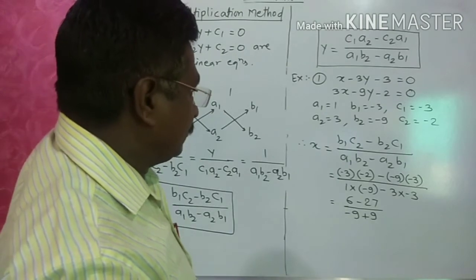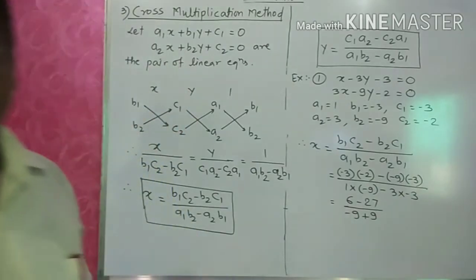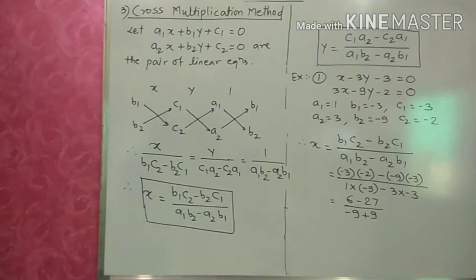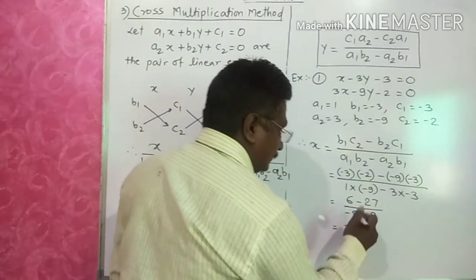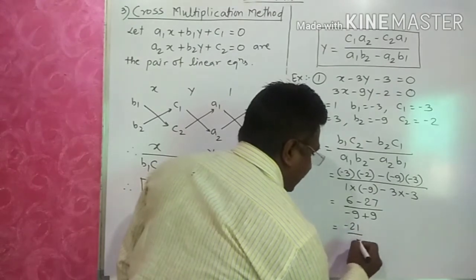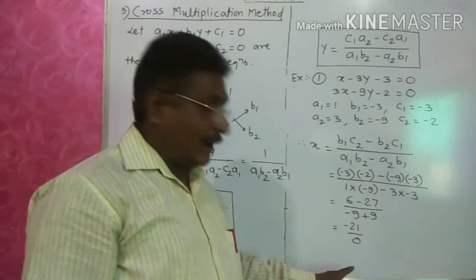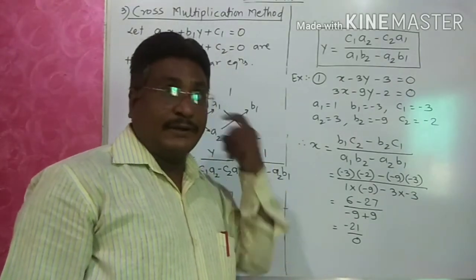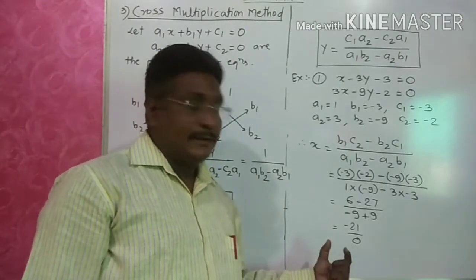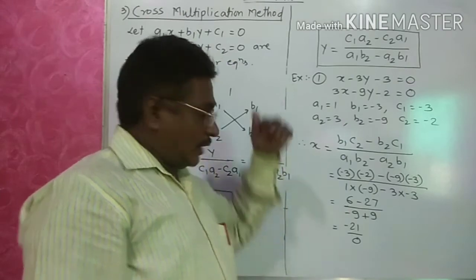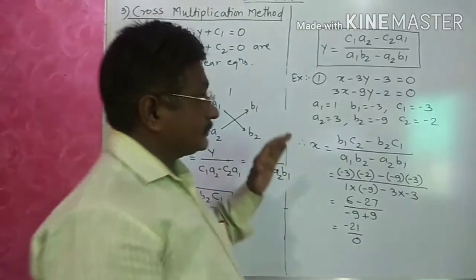Check it once again. Did we write it correctly? So what will we get? Minus 21 by 0. It is meaningless. Why did we get a meaningless answer? Why did we get 0 in the denominator? Whenever the denominator is 0, it is meaningless. So I solved and showed. So why did it come like this? Because see here.